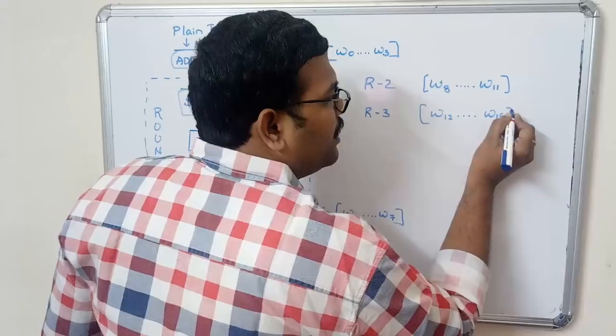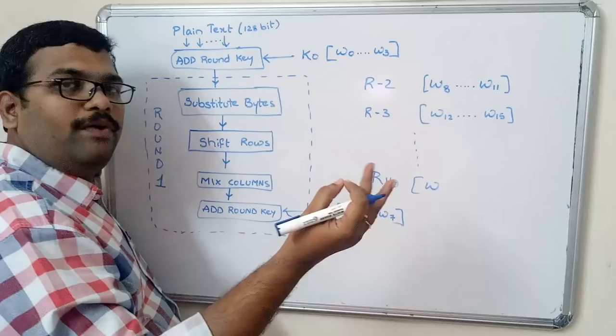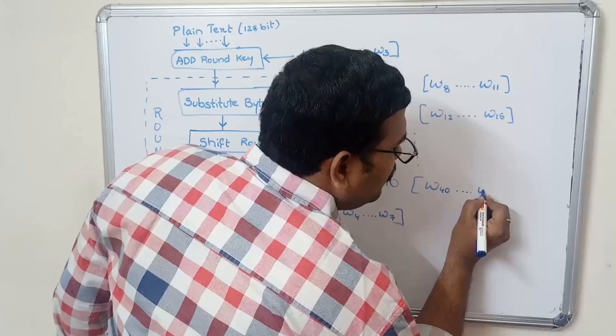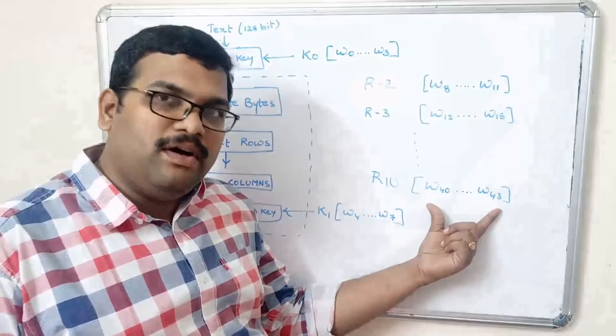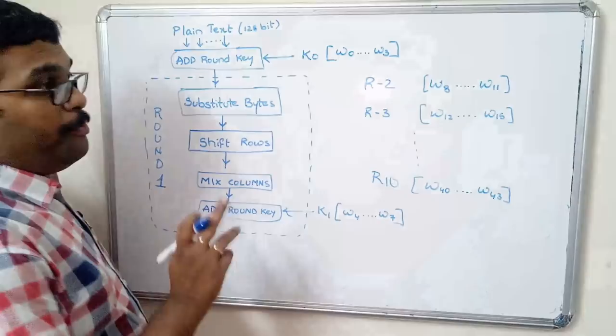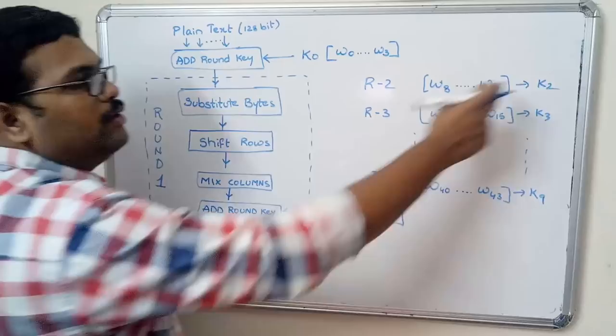Similarly, in round 10, we have to apply W40, 41, 42 and 43. So a total of 44 words will be used in our AES algorithm. These 44 words are generated from the 128-bit key. Hope you understood. So this we call K1, K2, K3, and so on, up to K9.